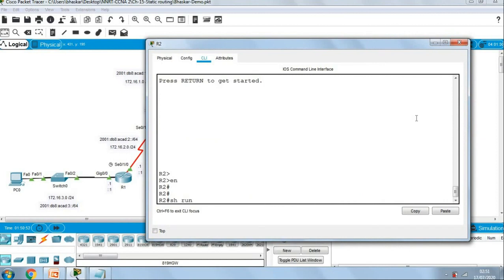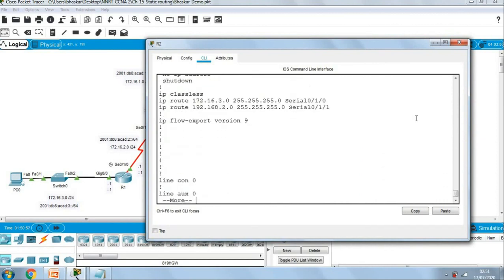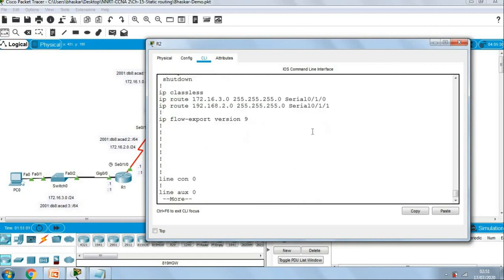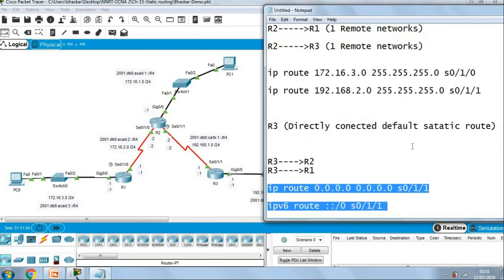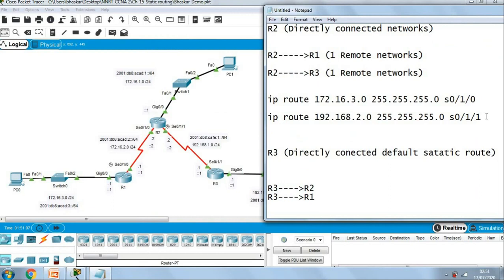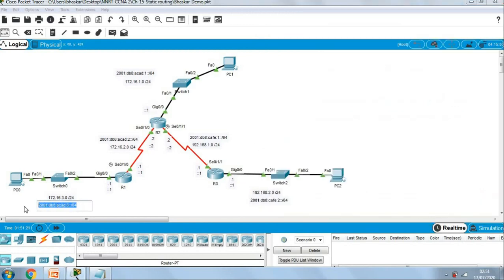Enable. Okay, for R2, I didn't configure this one. Where is this one? Okay, we missed this one. For R2, we didn't configure the IPv6 routes. So I'm going to configure the IPv6 route. From R2, I want to reach R1. So this is the network, right?